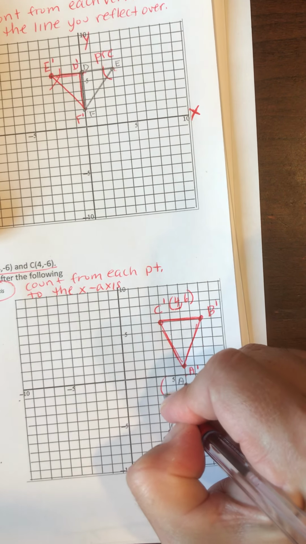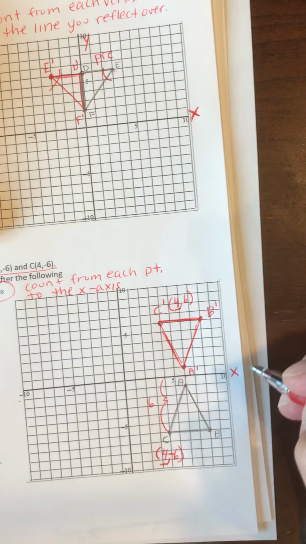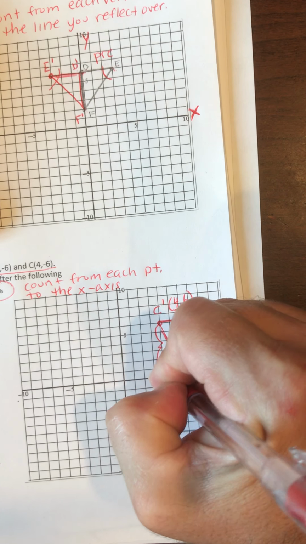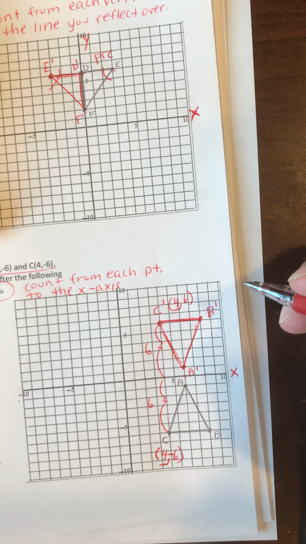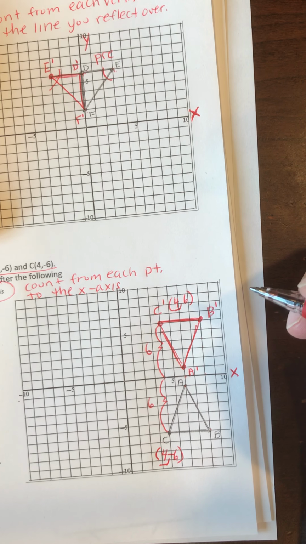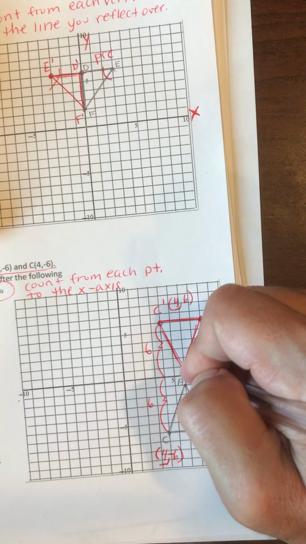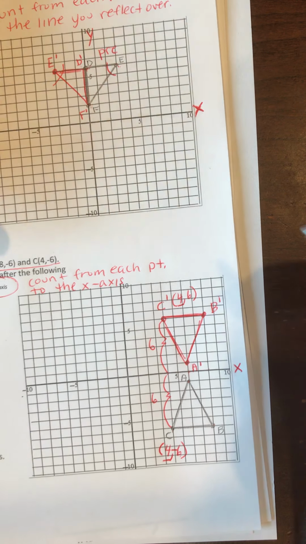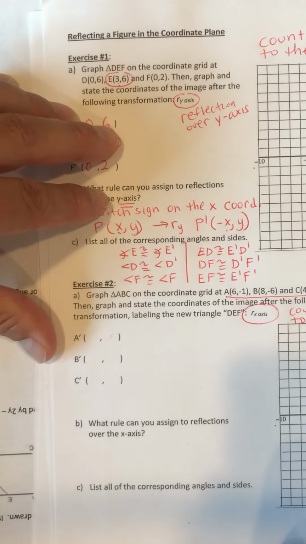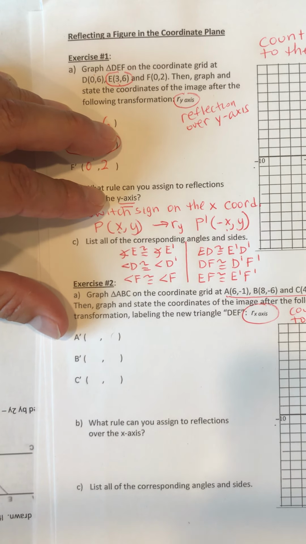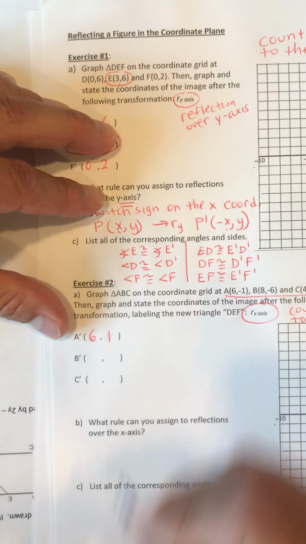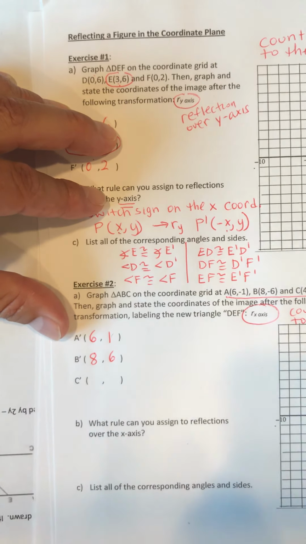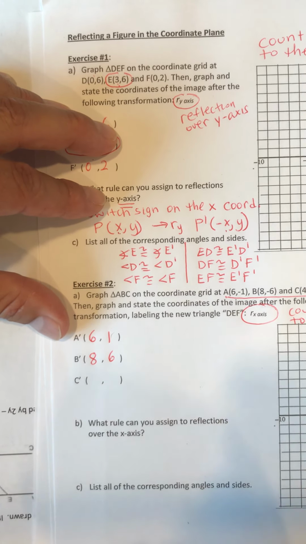And again, what I was saying was, if you look at this, C is 6 below the x-axis, and it's got to be the same distance on the opposite side. C prime is 6 above the x-axis. Same thing with A. A is 1 below, A prime is 1 above. All right, so if I go through and I write all these coordinates, A prime ends up being (6, 1). B prime ends up being (8, 6). And C prime ends up being (4, 6).